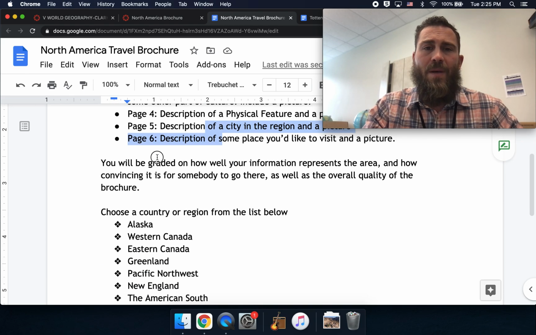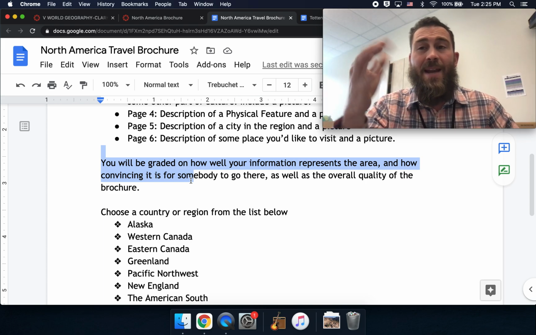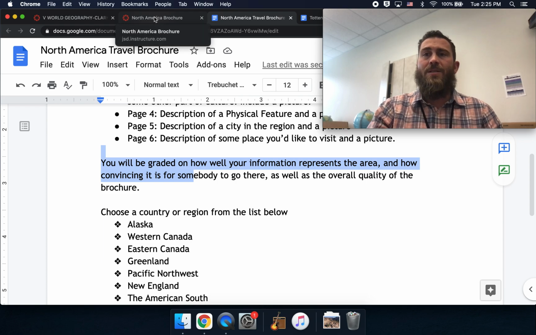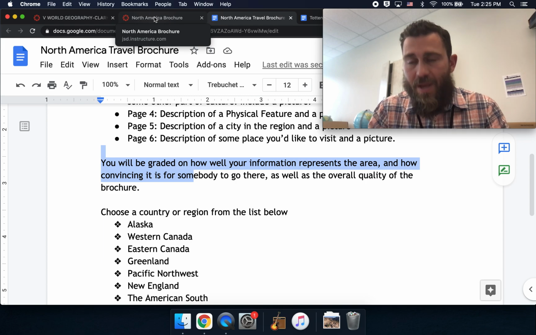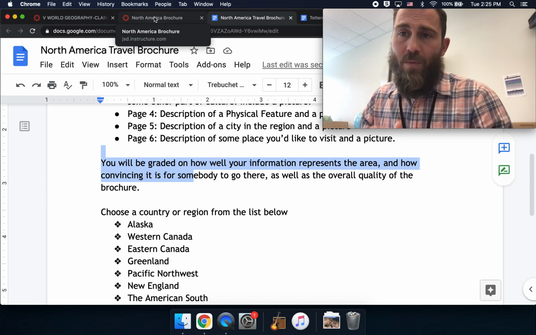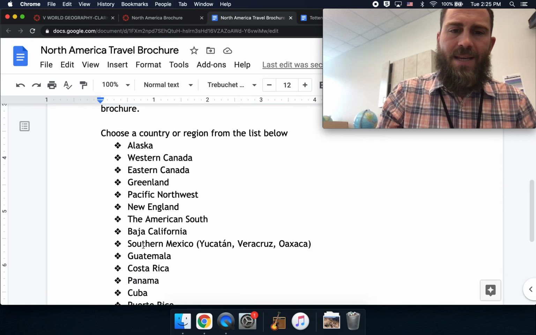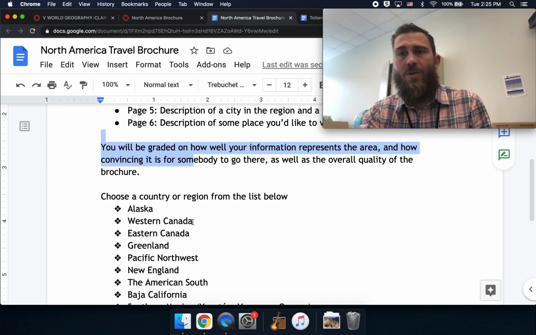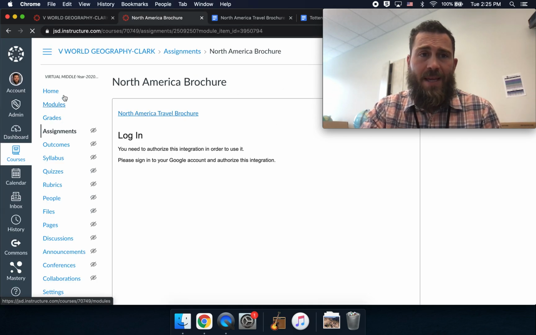So they'll be grading on how well your information represents the area and how convincing you are in trying to convince someone to come to the area. So as we're talking about globalization, we're trying to tell people to come to North America where we live. Even though you're not going to do the United States here, there's a lot of regions and information that you could do about that. If you have any questions, send me an email.